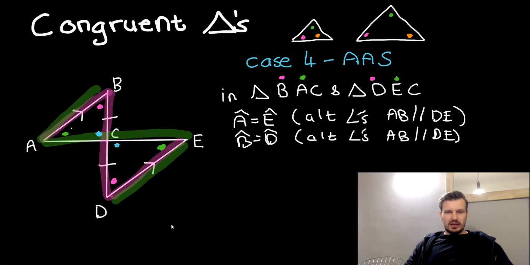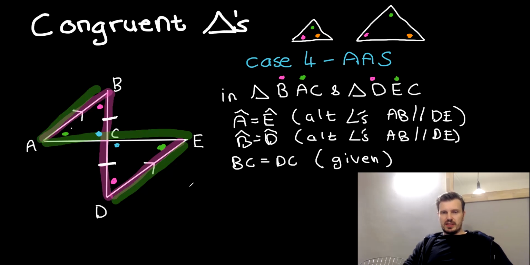Okay, so what are we going to say? What's the third thing we actually need to say? This is the clue here: angle, angle, side. Given this, it's difficult. BC equals DC. Yeah. And that would be given. Good. Right, and then you can say therefore triangle BAC is congruent to triangle DEC. Pass.